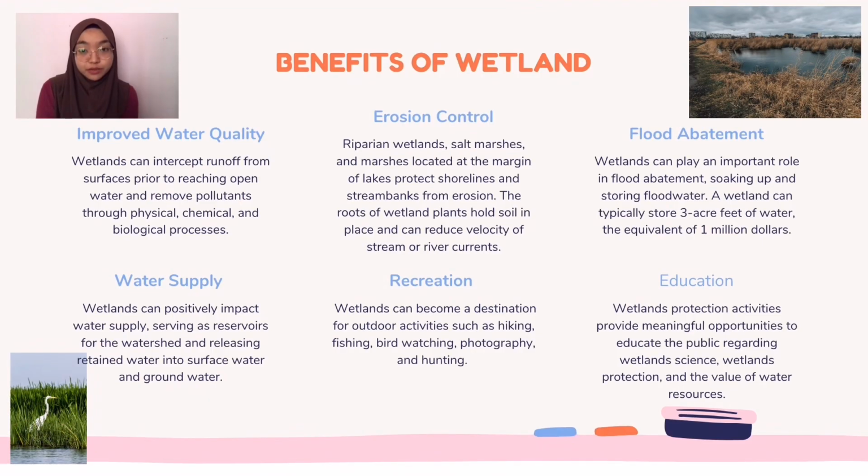Some benefits of wetland are improved water quality. Wetlands can intercept runoff from surfaces prior to reaching open water and remove pollutants. Erosion control: riparian wetlands, salt marshes, and marshes located at the margin of lakes protect shorelines and stream banks from erosion. Flood abatement: wetlands can play an important role in flood abatement, soaking up and storing flood water.